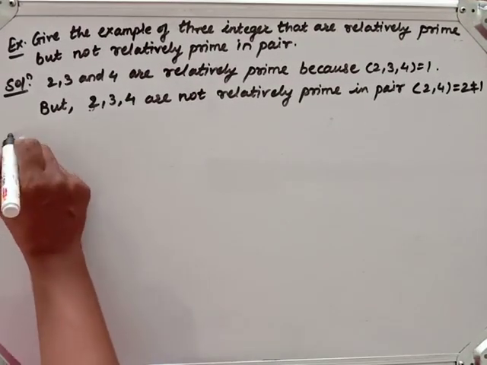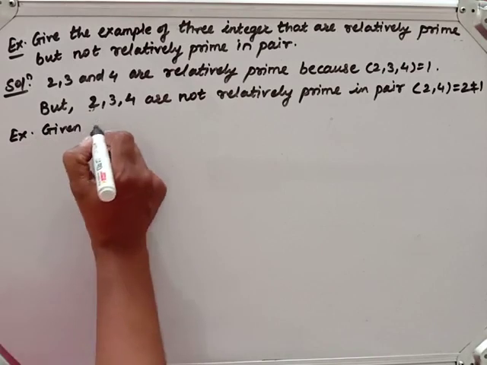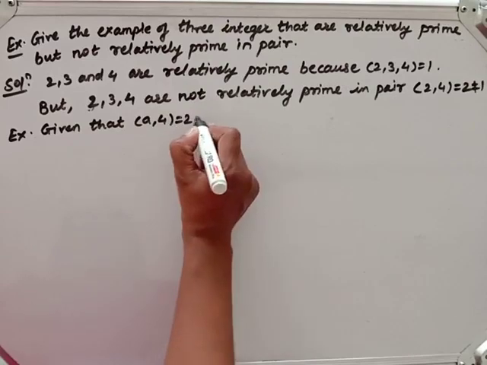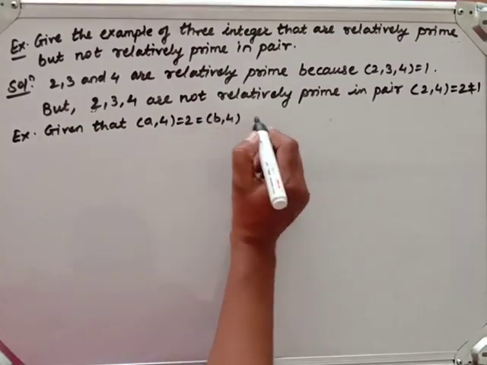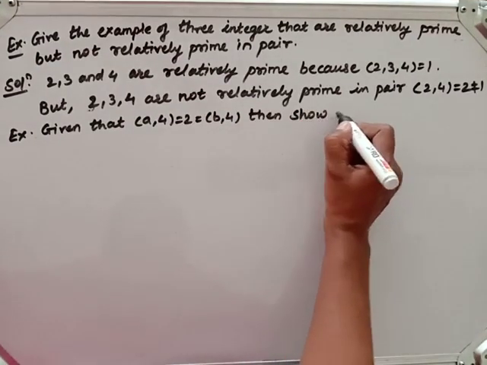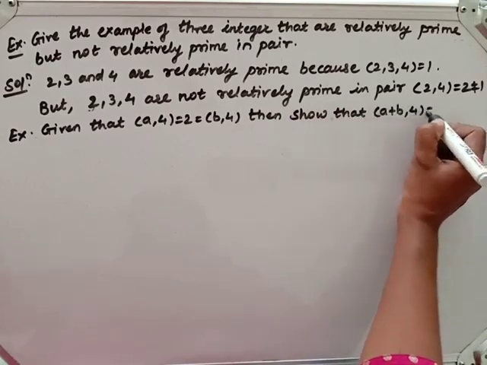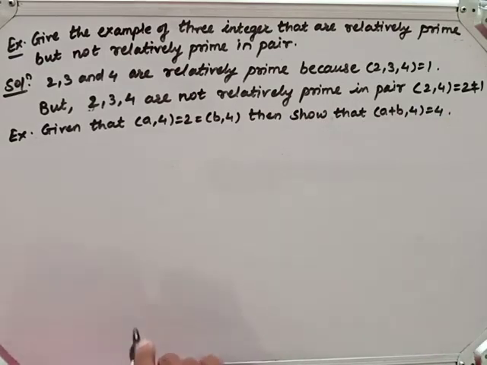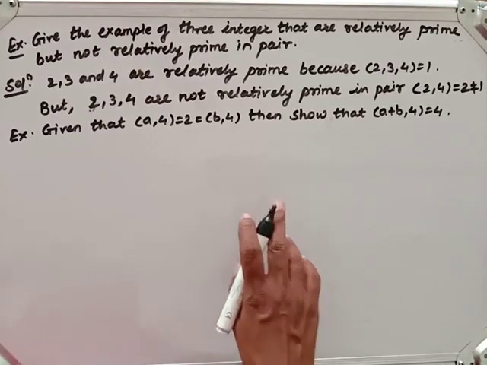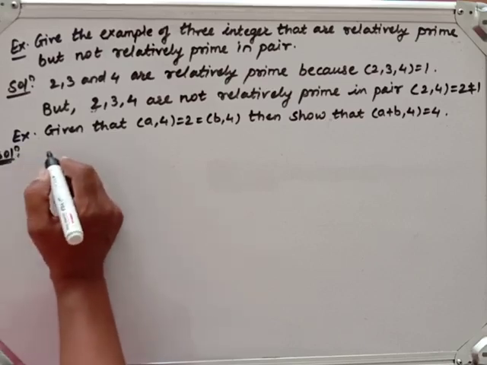Now let me take the next example. Given that GCD of a and 4 is 2, and that is equal to GCD of b and 4 also, show that GCD of a plus b, 4 is 4. This we have to show. There are two ways to show this, and let me take both of them. The solution can be given in two different ways.